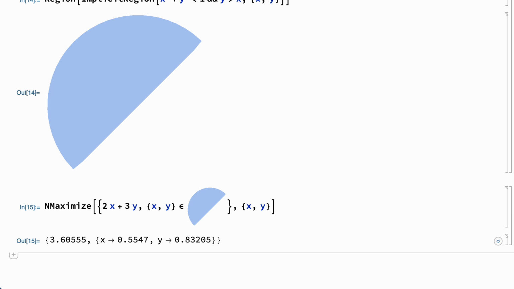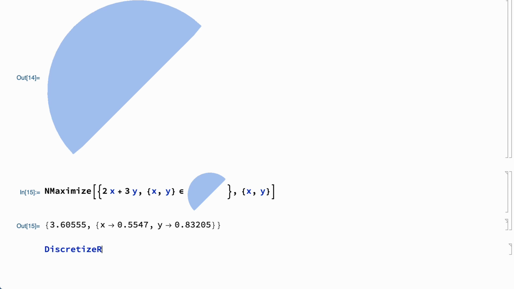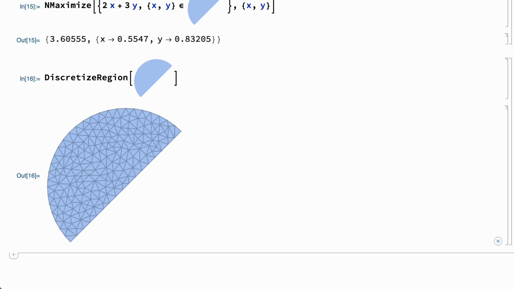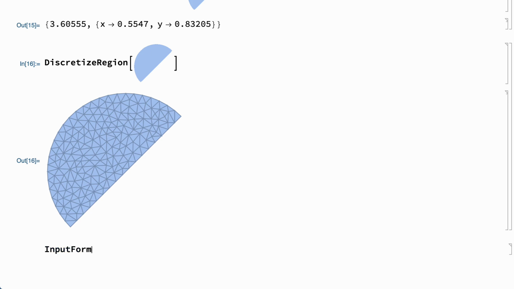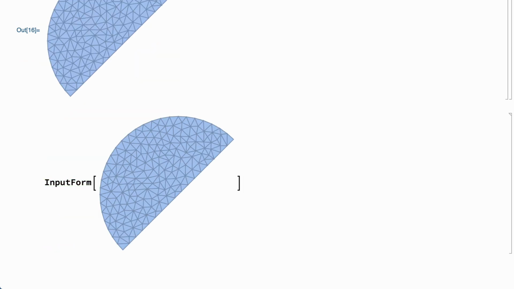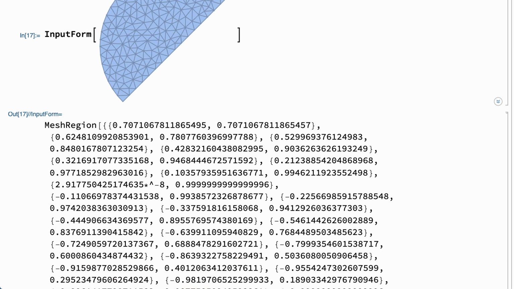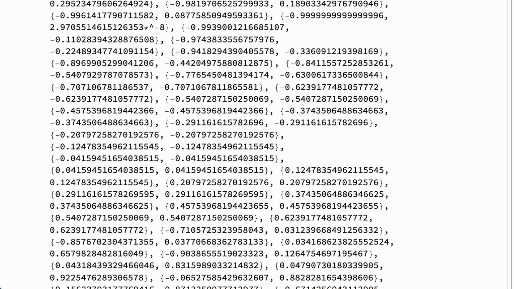The Wolfram Language includes a number of tools for constructing those sorts of regions. For example, this input uses the DiscretizedRegion function to approximate the region from the previous example as a combination of triangles. Approximating a region with triangles or other geometric elements is sometimes called triangulation or mesh generation. InputForm shows that the result in this example is a MeshRegion expression. This MeshRegion expression is several pages long, but the structure is not complicated.